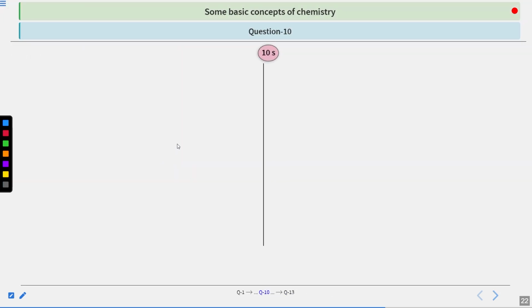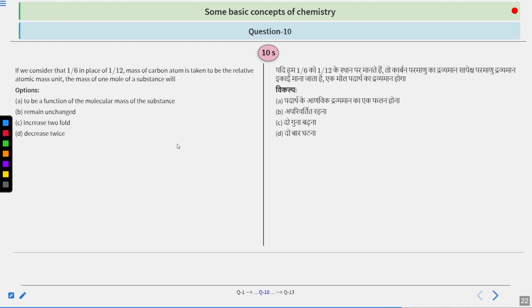Question number 10. If we consider 1 by 6 in place of 1 by 12 mass of carbon 12 atom as the relative atomic mass unit, the mass of 1 mole of carbon will be. Options are a function of the molecular mass of the substance, remain unchanged, increase twofold, decrease twice. Let us see the solution. Before that, you have 10 seconds to solve this question.